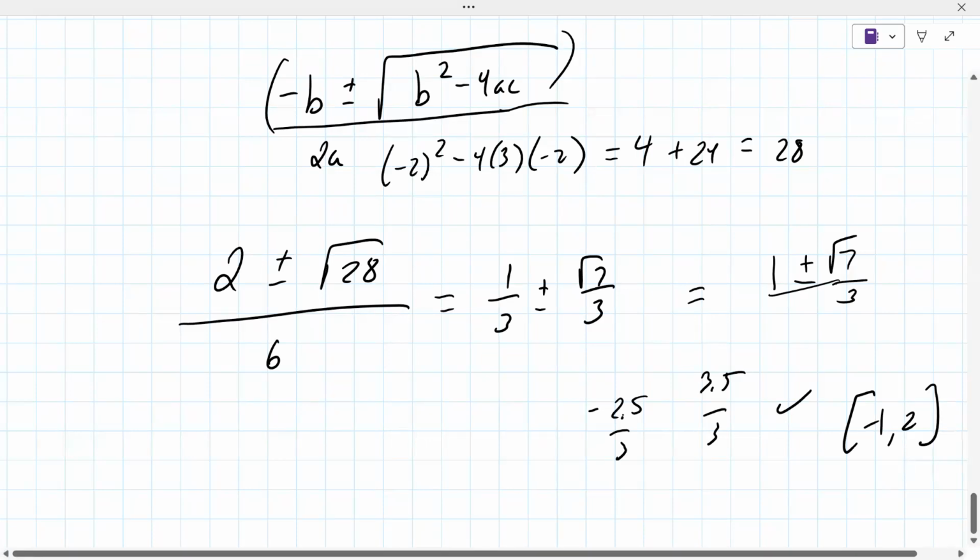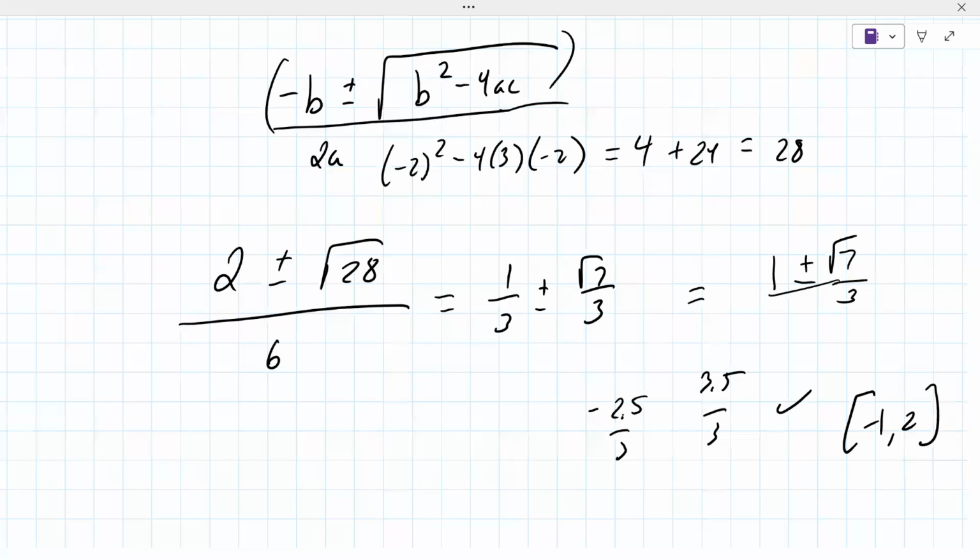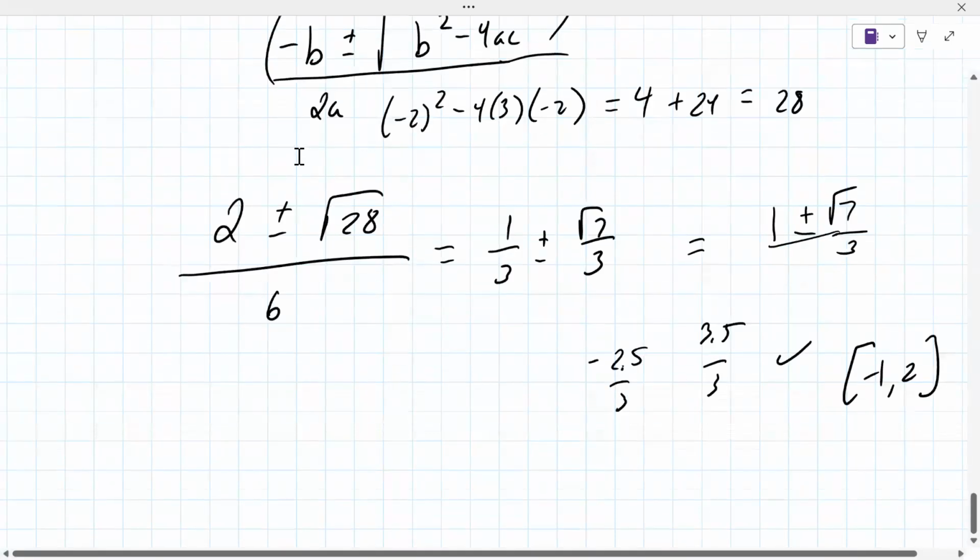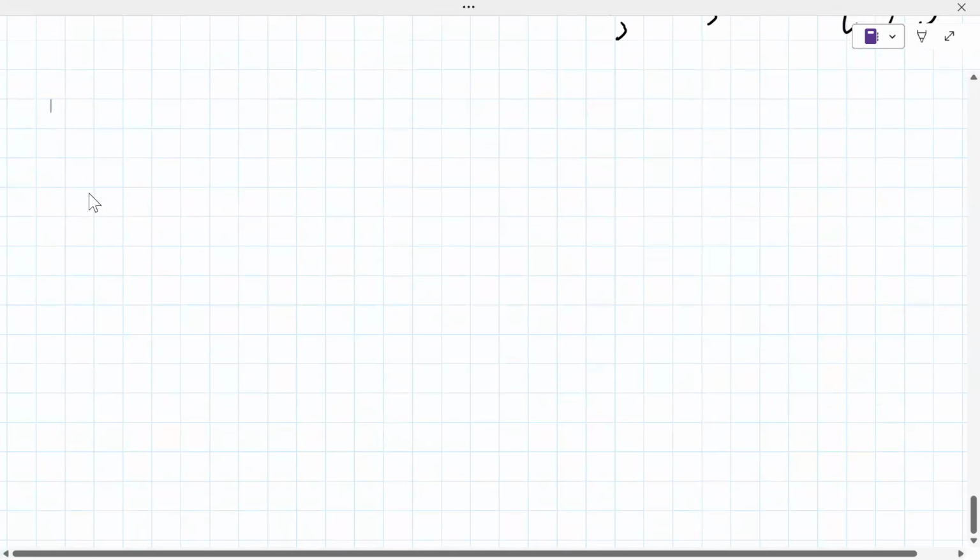What is the t value? It just says t greater than 0.